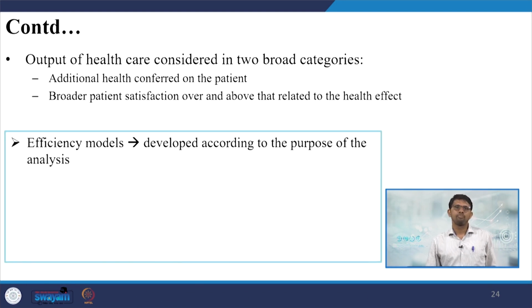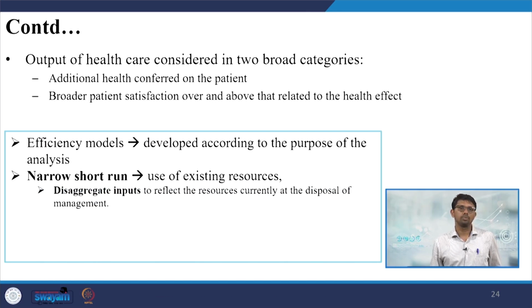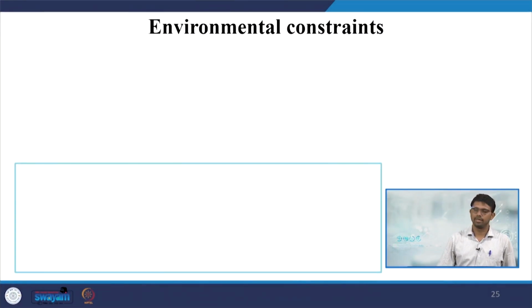An efficiency model is developed according to the purpose of the analysis, maybe for the short run, narrow short run or long run period. In the short run, we are supposed to disaggregate the analysis using the existing resources available, and disaggregate inputs to reflect the resources currently at the disposal of the management. Whereas in the long run, it is a less constrained analysis, and a single measure of total cost, as an adequate indicator of physical and organizational inputs, etc., is relevant.